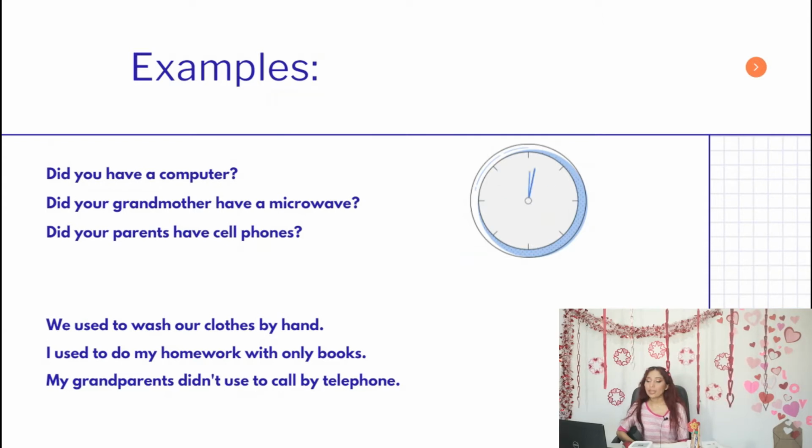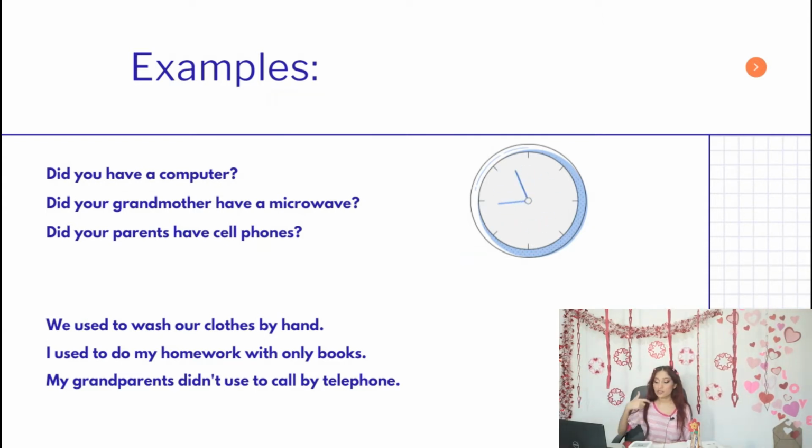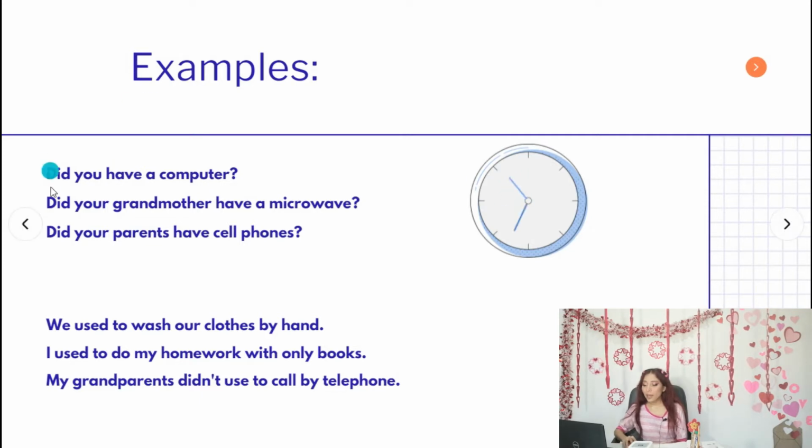Some of the examples that you can write in the questions and used to sentences are, for example, did you have a computer? Okay, here we have did, then we have the personal pronoun and the verb that is in present. Did you have a computer? You can also say, did your grandmother have a microwave? Did, subject, your grandmother, have a microwave? Have is the verb in present, okay? Is the base form. Not exactly in present, but the base form.